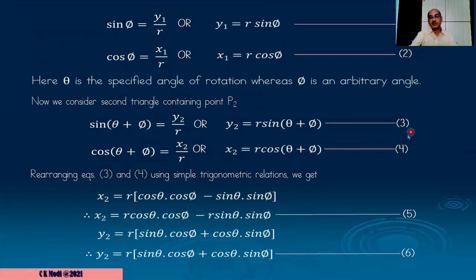Now rearranging equations 3 and 4 using simple trigonometry relations, we get x2. So x2 is equal to r cos of theta plus phi. Expanding the bracket, x2 is equal to r cos theta cos phi minus r sin theta sin phi. This is equation number 5. And for y2, expanding the bracket, y2 is equal to r sin theta cos phi plus r cos theta sin phi. This is equation number 6.